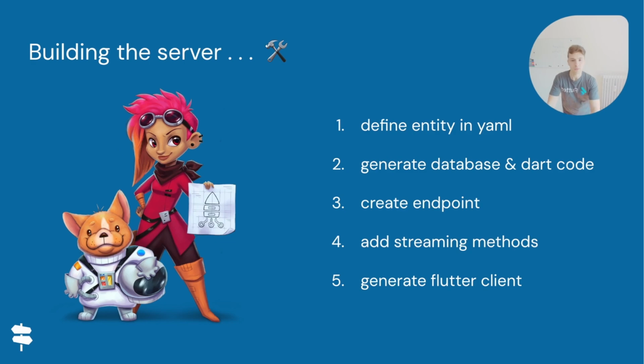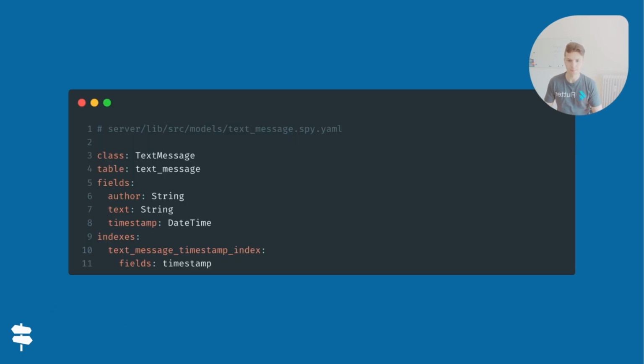Building the server involves a few steps. We will define the entity in YAML, generate the database and Dart code, create our endpoint, add the streaming methods to that, and generate the Flutter client. Let's start with the YAML file.